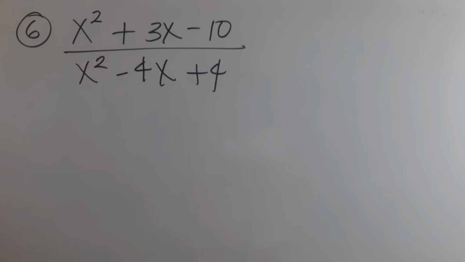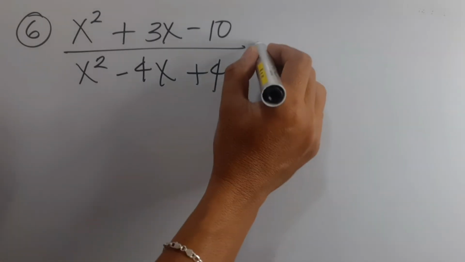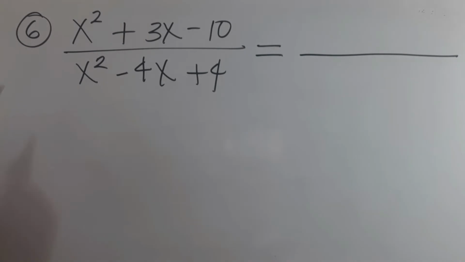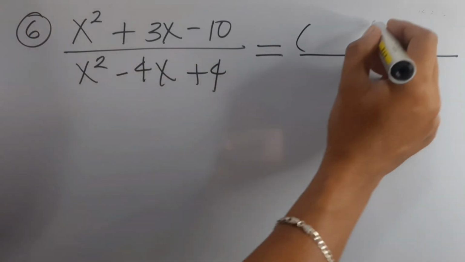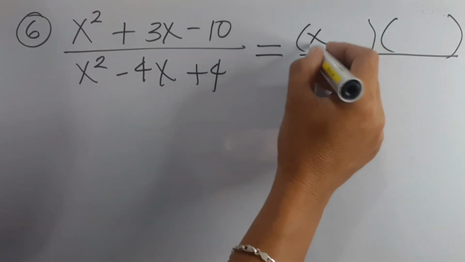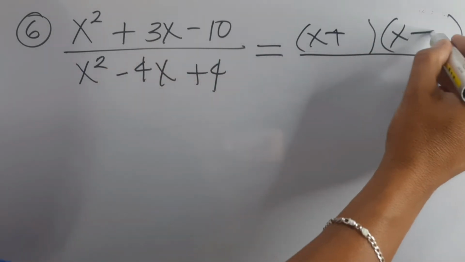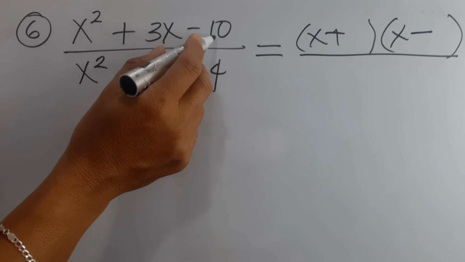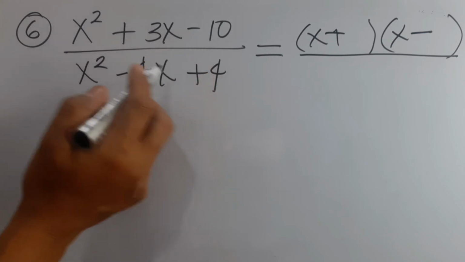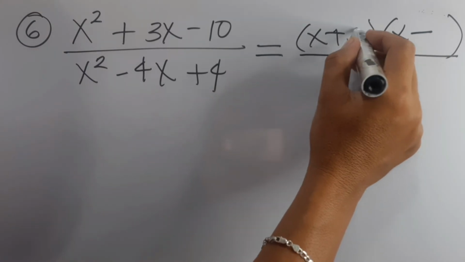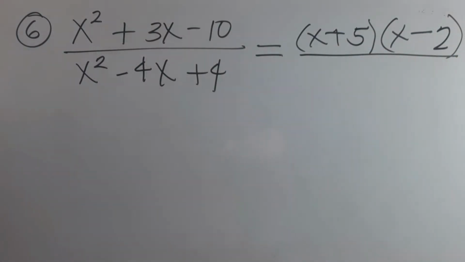Next, number 6, simplify x squared plus 3x minus 10 all over x squared minus 4x plus 4. We will factor first the numerator and the denominator. The factors of x squared are x and x. Since the last term is minus, we have plus and minus. The factors of 10 are 5 and 2. The middle term is positive, so 5 on positive, 2 on minus.